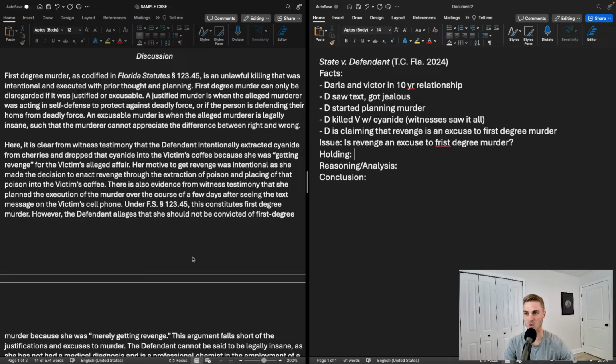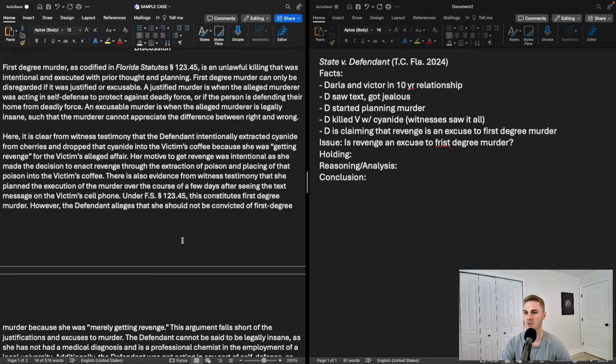So they've given us the rule. We have the facts. Let's see how the court analyzes this and comes to a holding and conclusion. This is what you're going to do on the test, and this is what you really need to learn. Here, it is clear from witness testimony that the defendant intentionally extracted cyanide from cherries and dropped that cyanide into the victim's coffee because she was getting revenge for the victim's alleged affair.